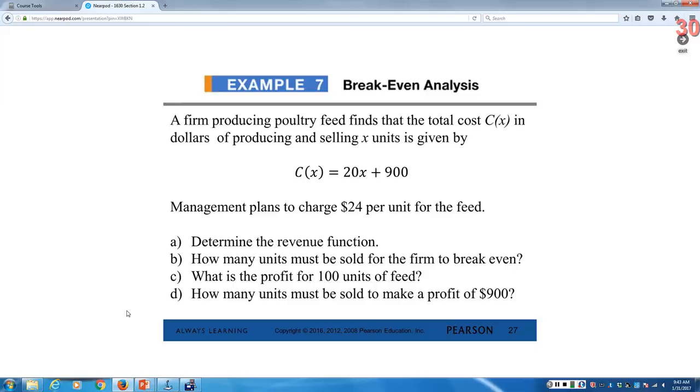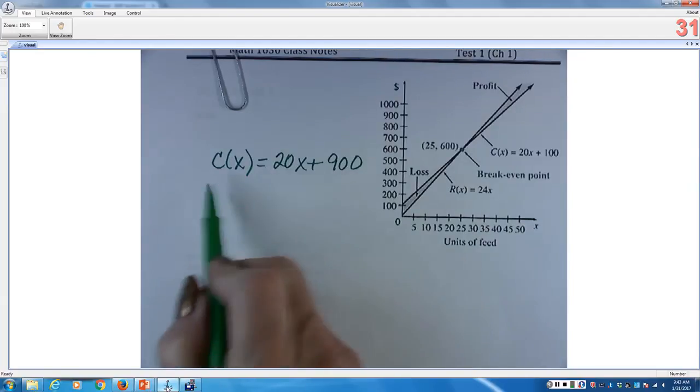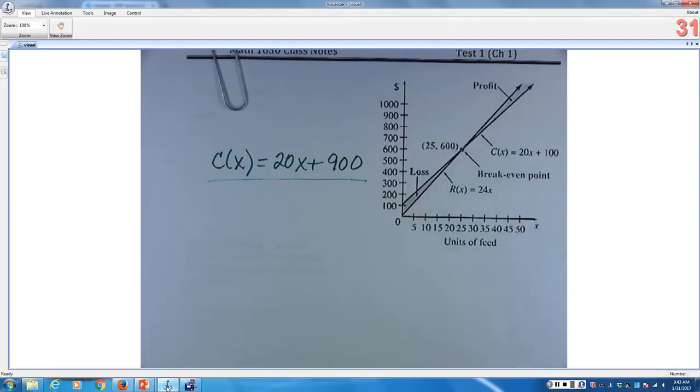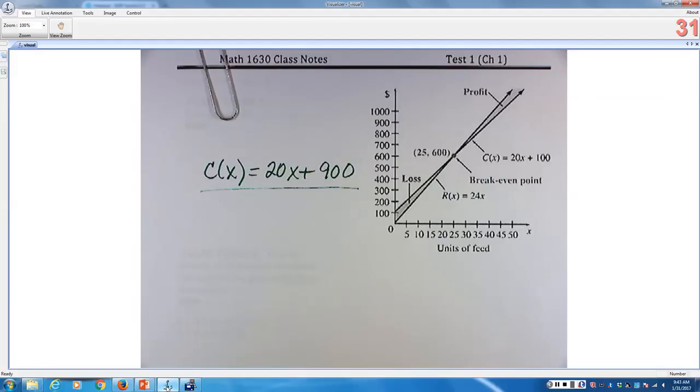Now you've got a graph on the next page. I'm going to actually do the problem on the next page, so I'm going to make some notes about my functions, and then I'll show you. Okay, what they've told me is this is what it costs me. Let's see if I can get that a little bit brighter. Is that better? I think that's a lot better.